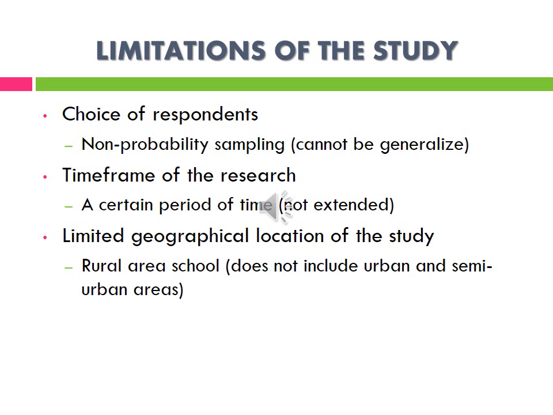The first one is the choice of respondents. Due to the non-probability sampling technique, the result of the study cannot be generalized to a bigger population, and the time frame of this study is small and not extended to a certain period. There is also a limited geographical location of the study, because this study only focuses on the students in rural area schools and does not include students in urban and semi-urban areas.